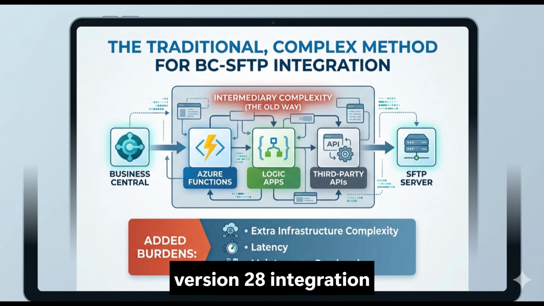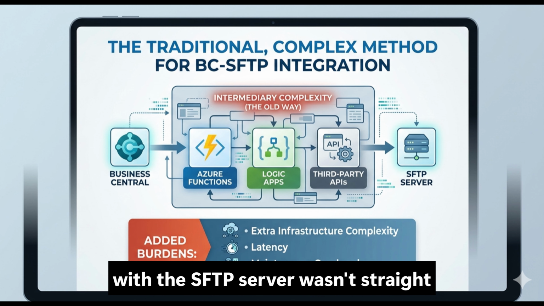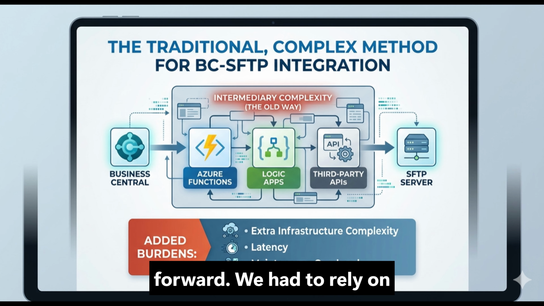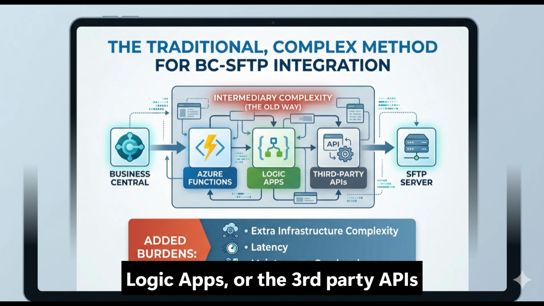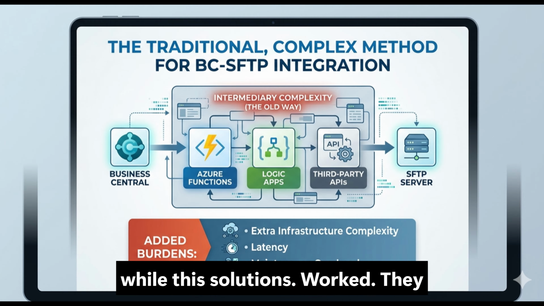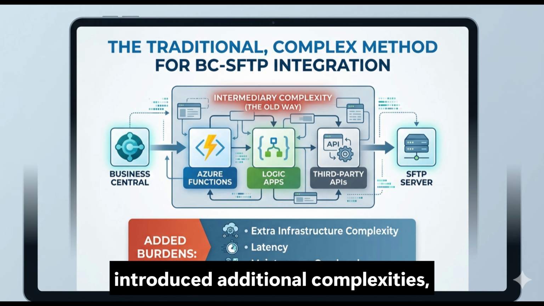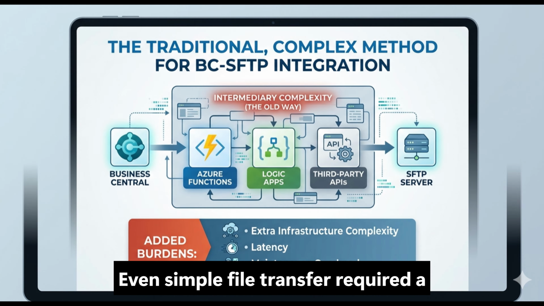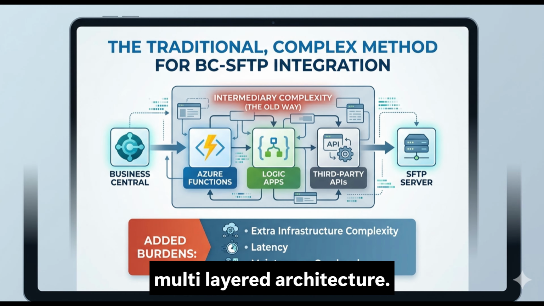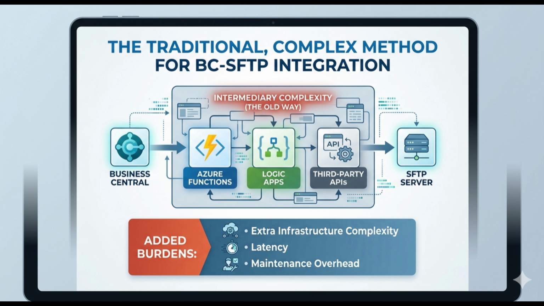Before Business Central version 28, integration with the SFTP server wasn't straightforward. We had to rely on external services like Azure Functions, Logic Apps, or third-party APIs. While these solutions worked, they introduced additional complexities, cost, and maintenance overheads. Even simple file transfer required a multi-layered architecture.